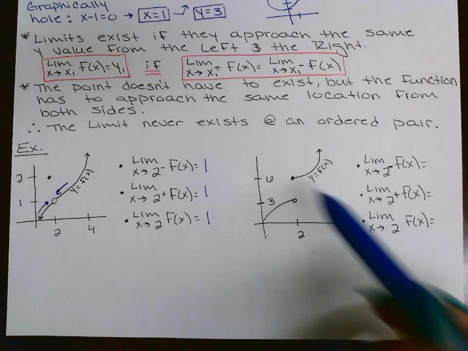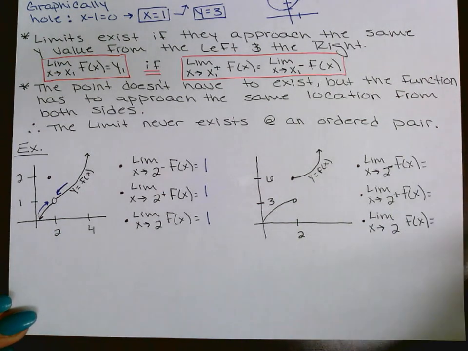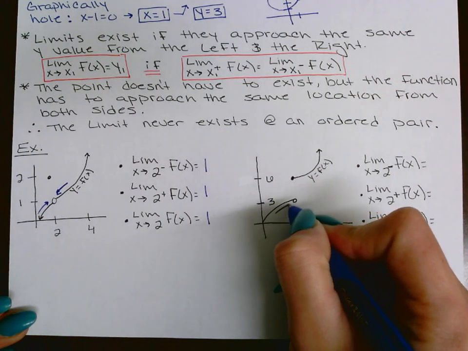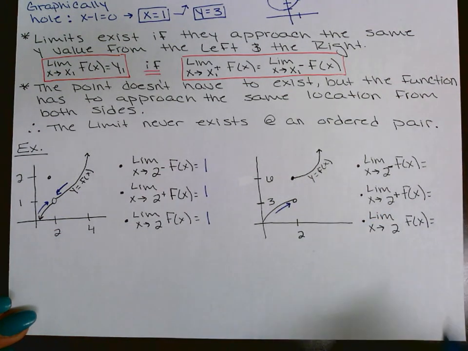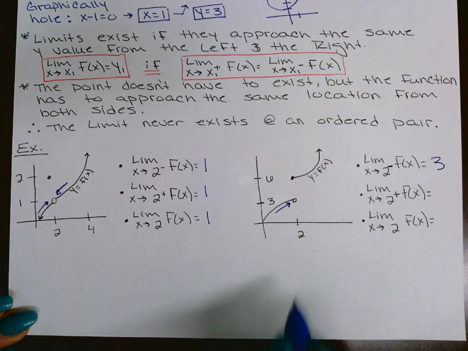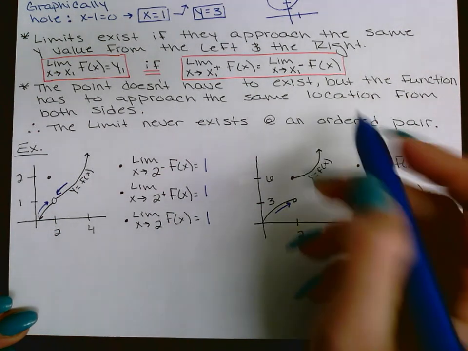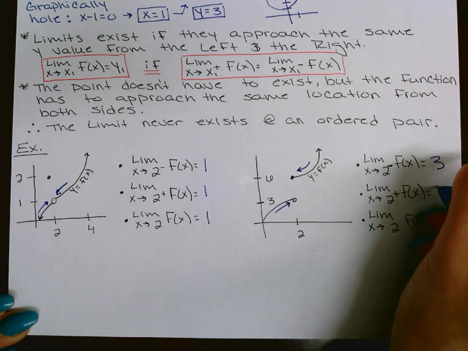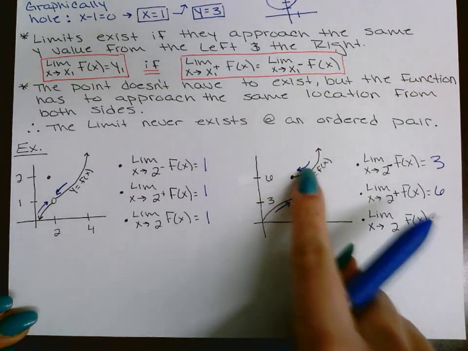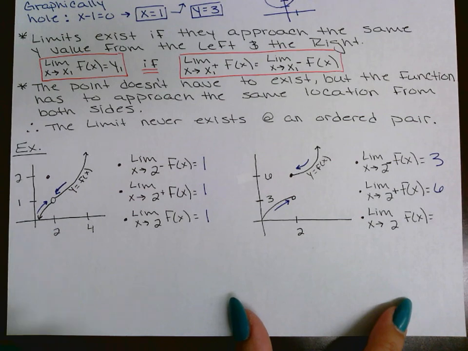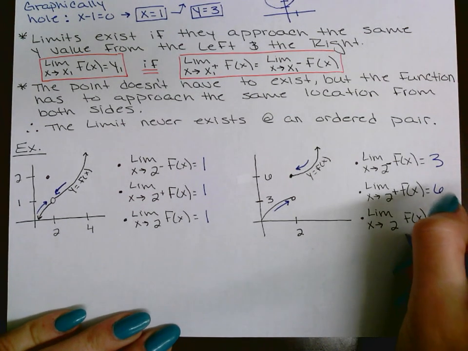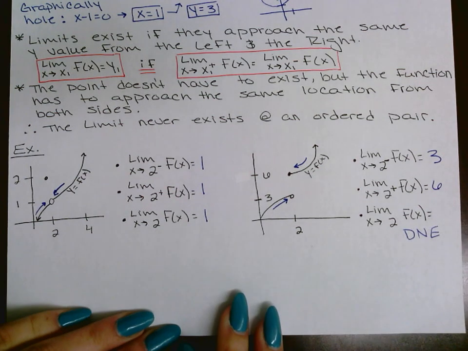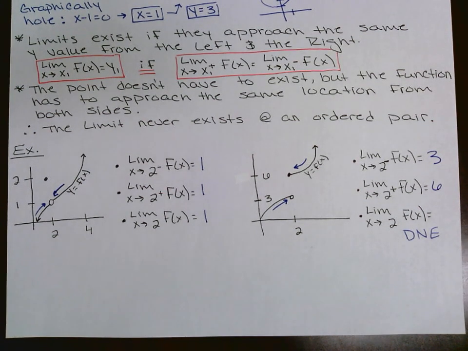I have a jump at 2. So the first question says, what is the limit as x approaches 2 from the left side? What's my y value? 3. How about the function when I approach 2 from the right side? What's my y value? 6. If from the left and the right, they do not approach the same value, you could put D and E because the limit does not exist. Okay?